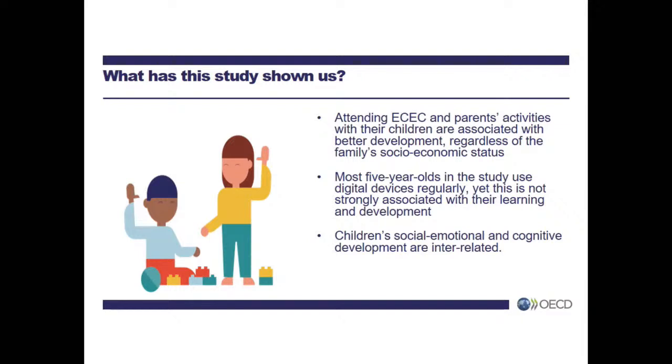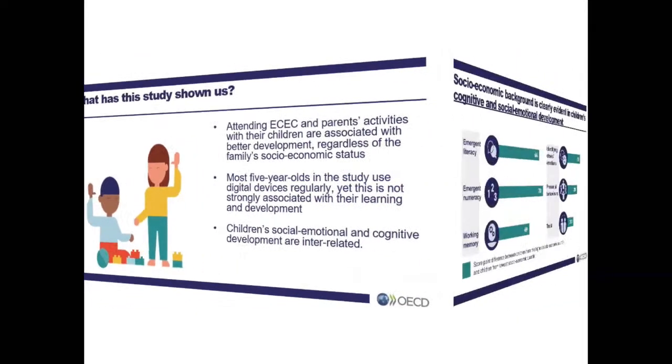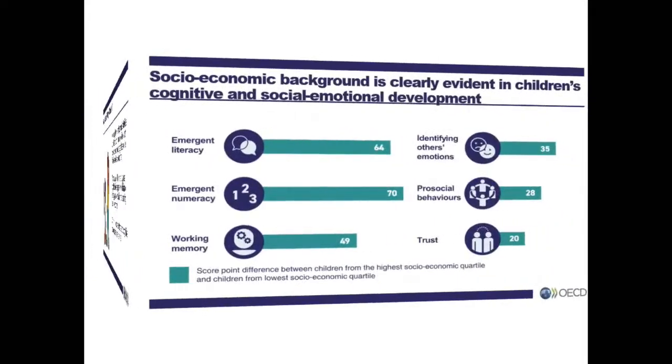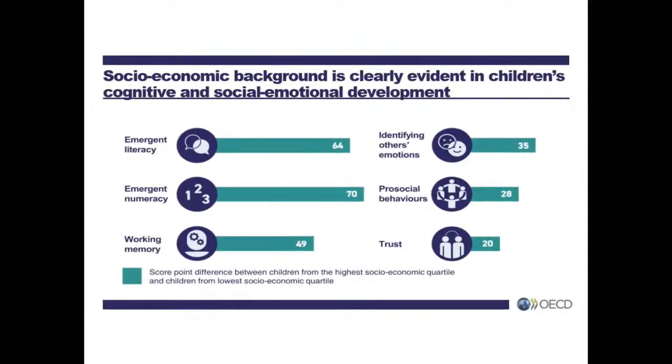And we did find a strong relationship between children's social emotional development and their cognitive development. So those two types of skills were related and mutually reinforcing. So just looking again at the size, the magnitude of the gap based on socioeconomic background, 70 points is about 1 year of development. So you can see that the greatest gap, if you like, is in emergent numeracy. The gaps are smaller for social emotional skills, but nonetheless, they're still there.